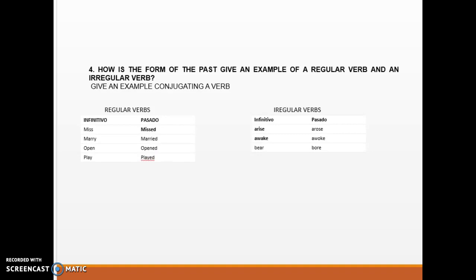Number 4. How is the form of the past? Give an example of a regular verb and an irregular verb. Regular verbs: miss, missed. Marry, married. Open, opened. Play, played. Irregular verbs: arise, arose. Awake, awoke. Bear, bore.